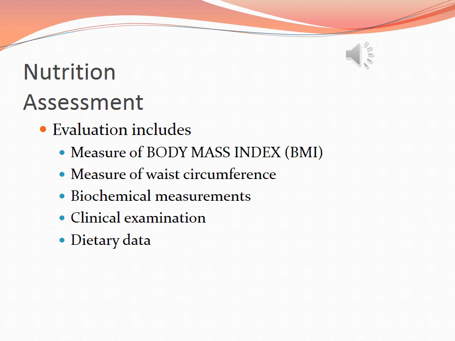Nutrition is important to maintain health and to prevent disease and death. When illness or injury occurs, optimal nutrition is essential for healing and for resisting infection and other complications. Components of a nutritional assessment: there is a sequence of assessment parameters that may vary. However, evaluation of nutritional status includes these following methods: measurement of body mass index, or the BMI, waist circumference, biochemical assessment, clinical examination findings, and dietary data.